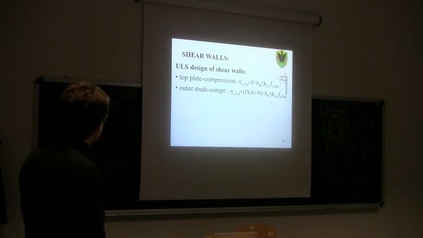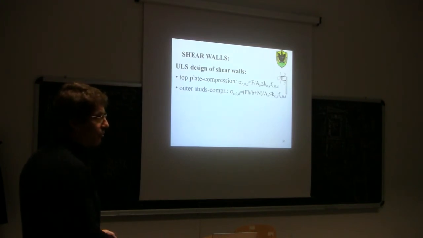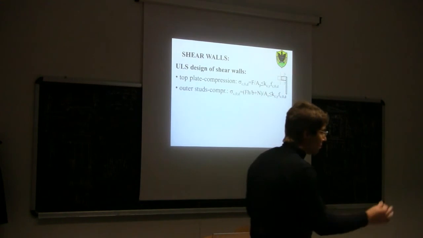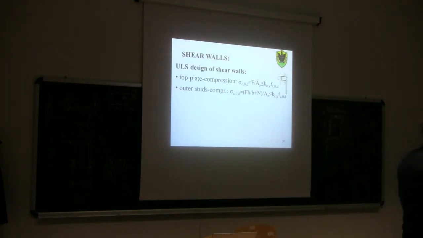Then, outer studs. The two outer studs are one in tension, one in compression. Obviously, you have to remember that in reality, both of them will have the same cross section. So you will have to design both of them for tension and compression. Why? Because the one that is in compression, for example, for seismic force coming from left to right, may become in tension if the seismic force comes from right to left. So we'll design the same thing.